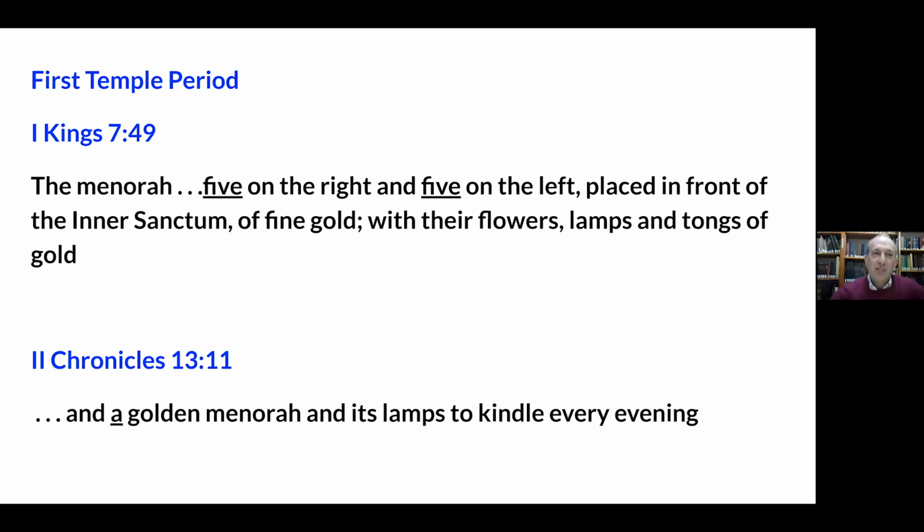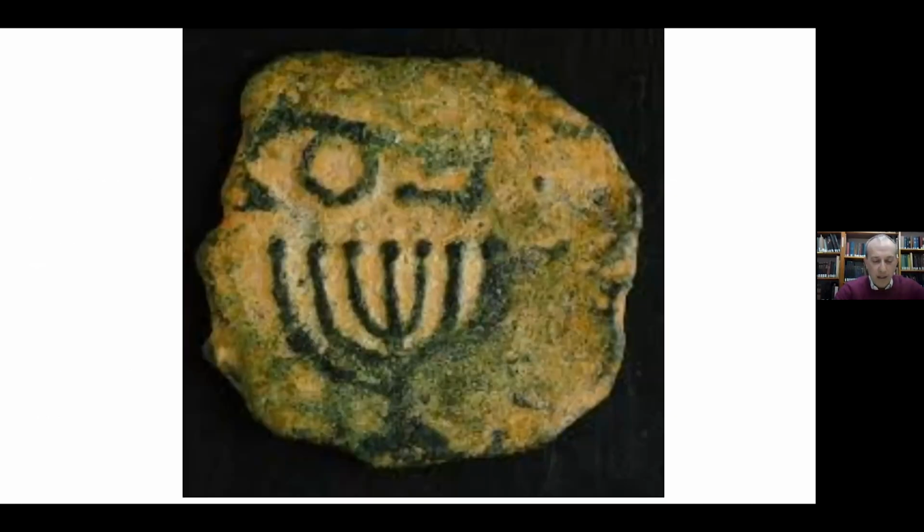In contrast to what we learn in the first book of Kings, we have this source from the second book of Chronicles that tells us, "and a golden menorah and its lamps to kindle every evening," referring to only one menorah that stood in the temple. It's believed in the second temple that, in fact, there was only one lampstand, not 10, as it seems existed in the first temple. Toward the end of the second temple period, the menorah makes an appearance in a number of distinct contexts.